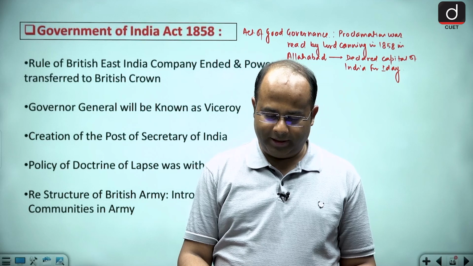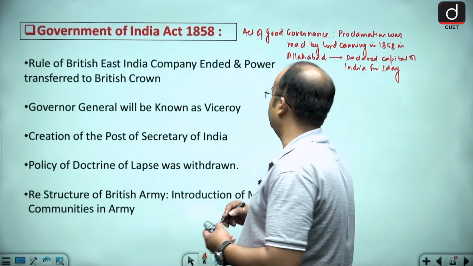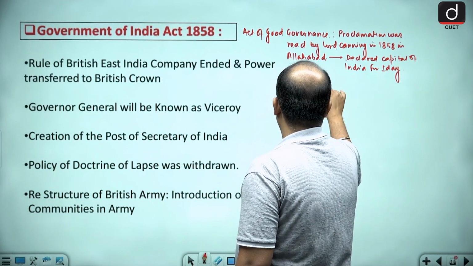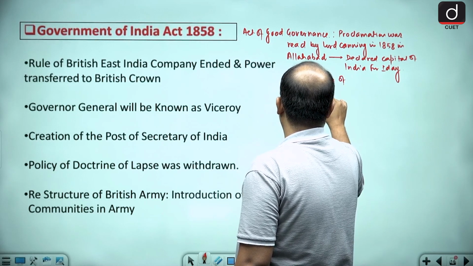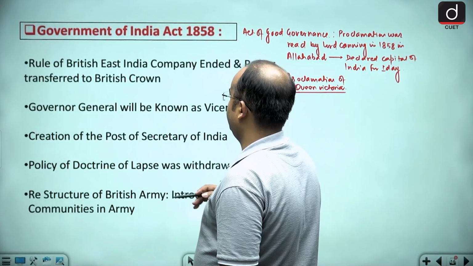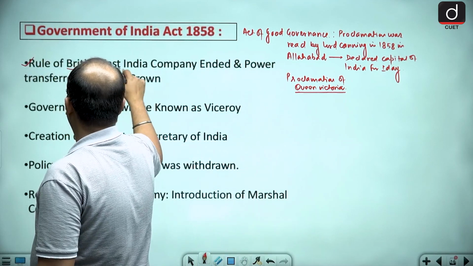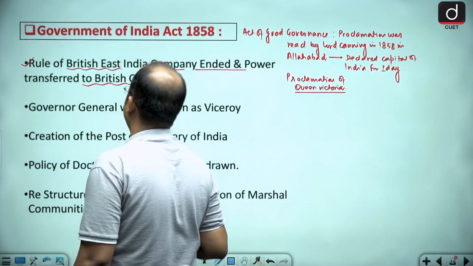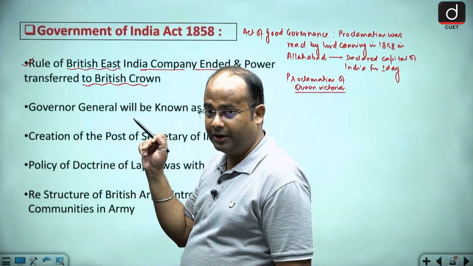And this was read by Lord Canning, and that was the proclamation of Queen Victoria. According to this proclamation, the rule of the British East India Company will end, and the power will be transferred to the British Crown. And you will find that Queen Victoria became the Empress of India.